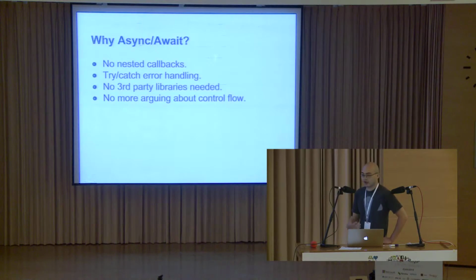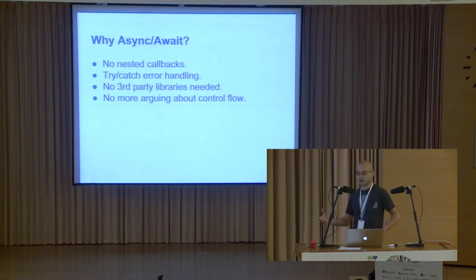So why are we waiting for async await? There'll be no more nested callbacks, so no more manual error handling. You can try catch finally, and you do not need any third-party libraries. People will argue about what's the best control flow library. Some people will be like, oh, node fibers or async. So that's what I think is the greatest aspect of this, is that no one will argue anymore.